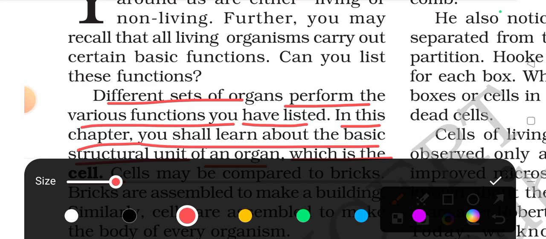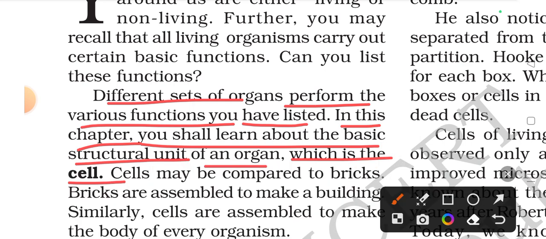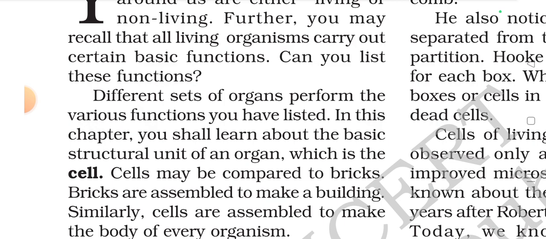So the question might come, what is cell? The basic structural unit of an organ is known as cell. Cell may be compared to the bricks, and bricks are assembled to make the building. Similarly, cells are assembled to make the body of every organism.